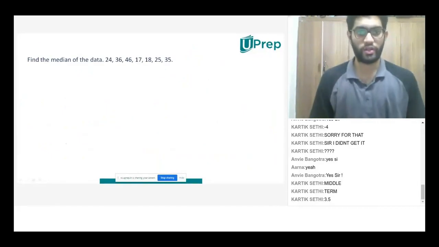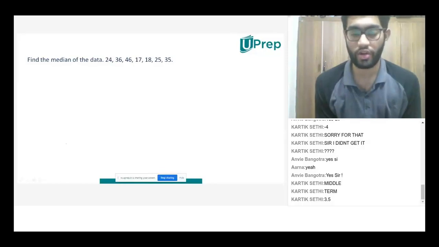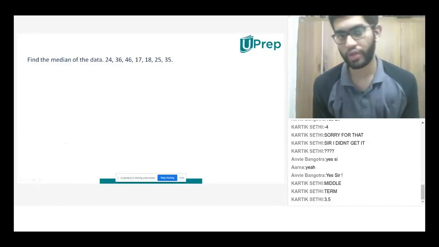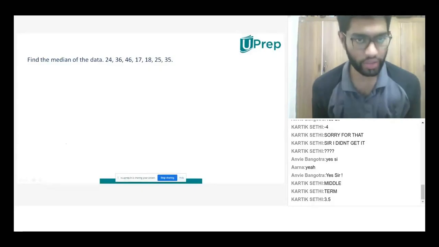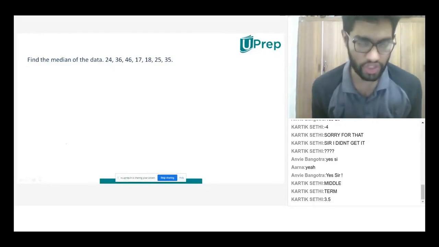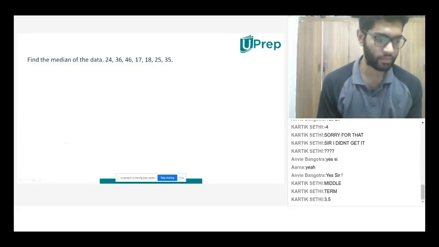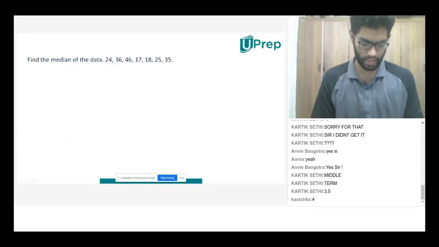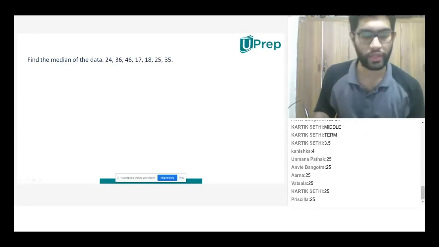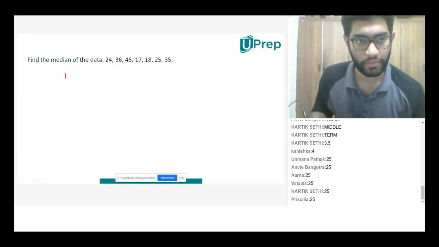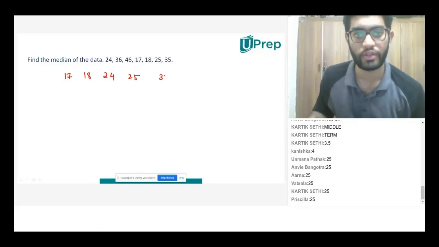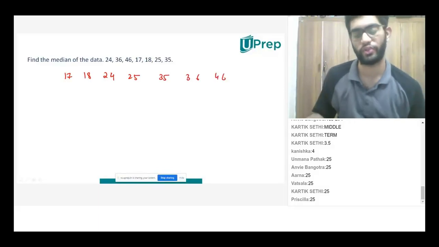Now, this is your question. Look, this series is not in arithmetic progression and does not follow a pattern. So follow what is to be done. Arrange them in ascending or descending order. Check the number of observations. See whether they are odd or even. Accordingly, find the median. Okay? One and a half minutes, guys. Simple. What did we do over here? Arrange them in ascending order: 17, 18, 24, 25, 35, 36, 46.